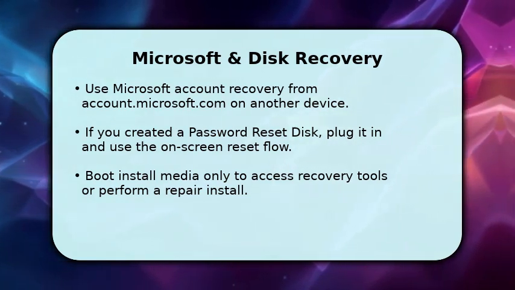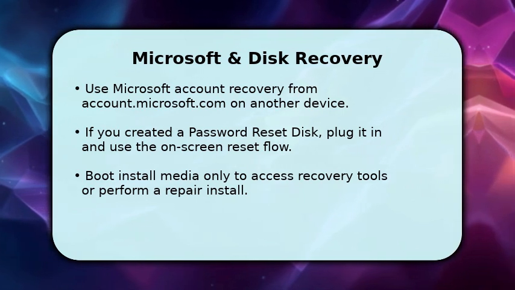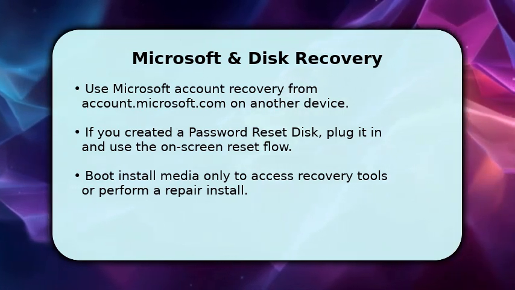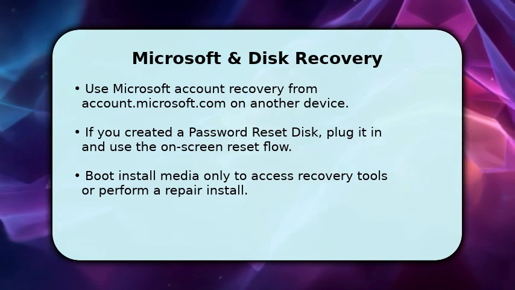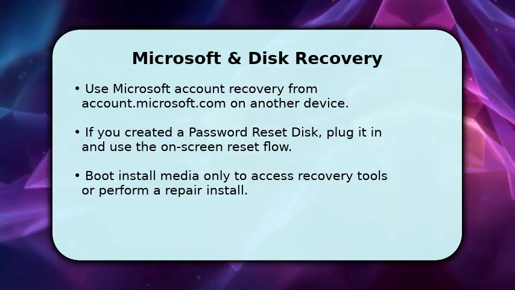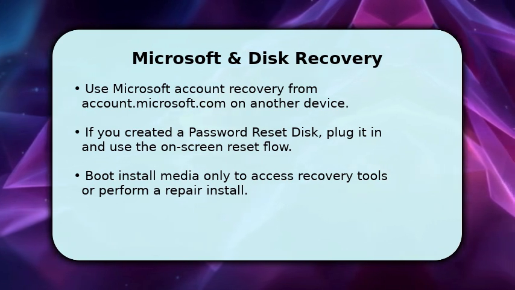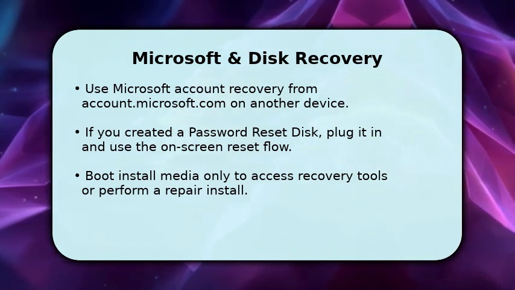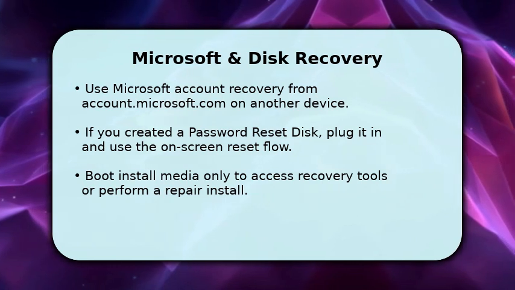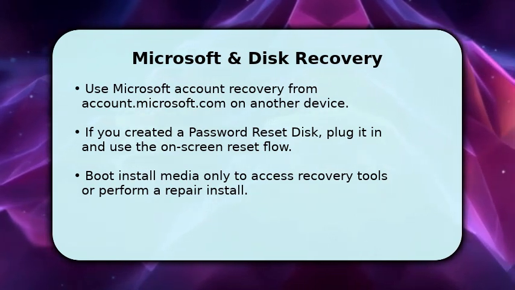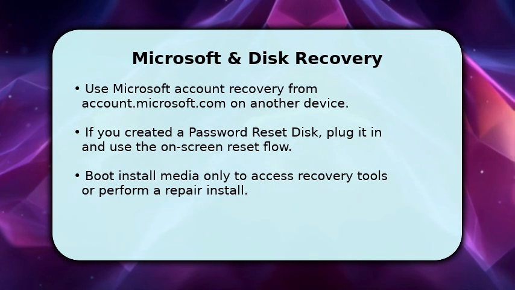For a local account, use a previously created password reset disk at the sign-in screen and follow the reset wizard. If neither applies, boot from official Windows install media to access safe mode, system restore, or repair options. These tools let you restore system state or perform a repair install without instructing harmful bypass steps.